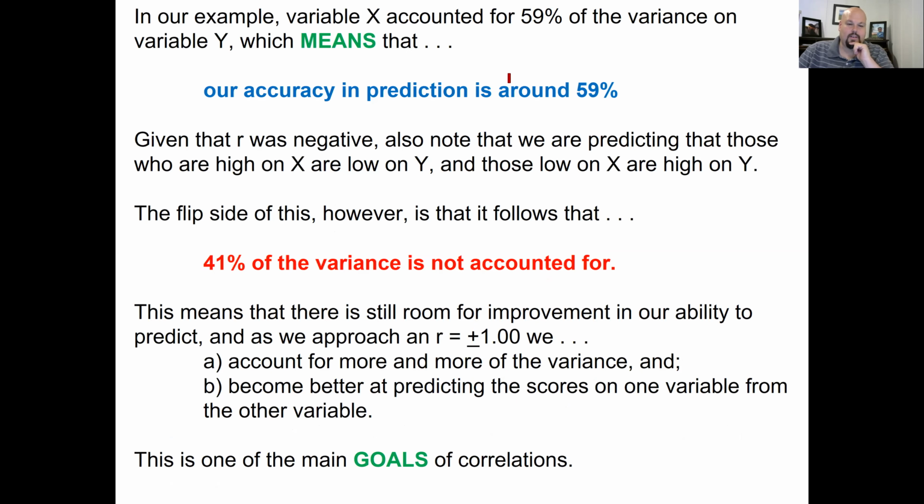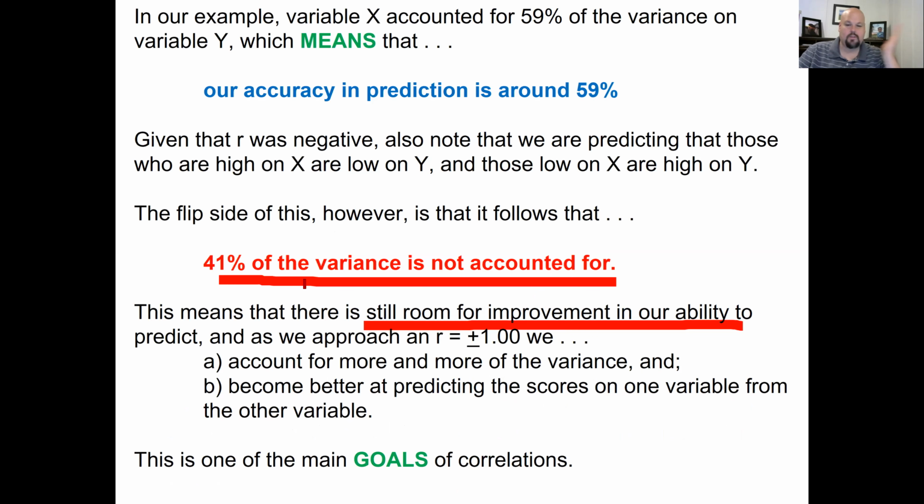Our accuracy in prediction, from what we looked at before, is about 59%. The flip side of this is that 41% of the variance is not accounted for. So 41% of what's going on, we're not accounting for by looking at these two variables. There are other things that are playing a role. This means we still have room for improvement in our ability to predict what is going on. If we can account for more and more of the variance, we can become better at predicting scores on one variable from the scores on the other. That is one of the main goals of correlation.